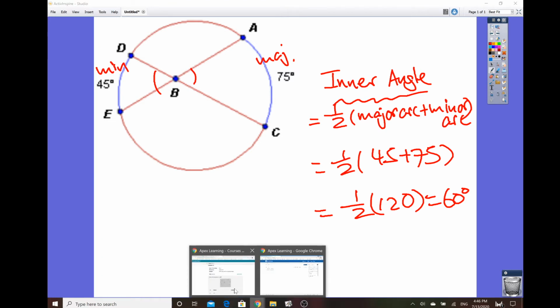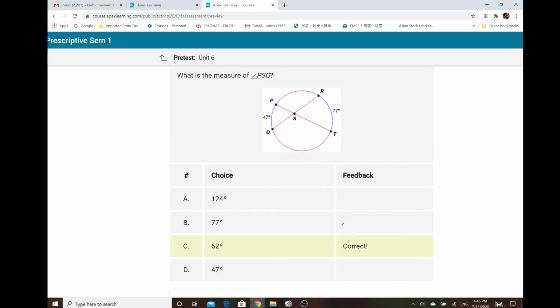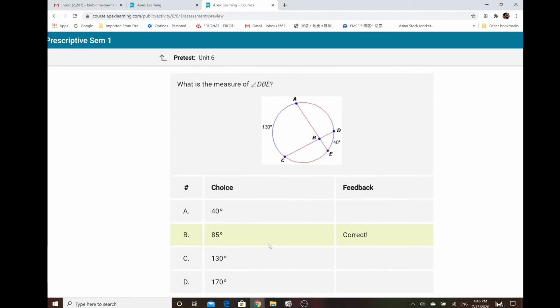Okay, so now let's go back to this one. So 60 degrees. And the other one, a similar situation: 1/2 times the quantity of 47 and 77. Once you evaluate it, 62 degrees. And this one too. Again, it's always bounded with two chords.